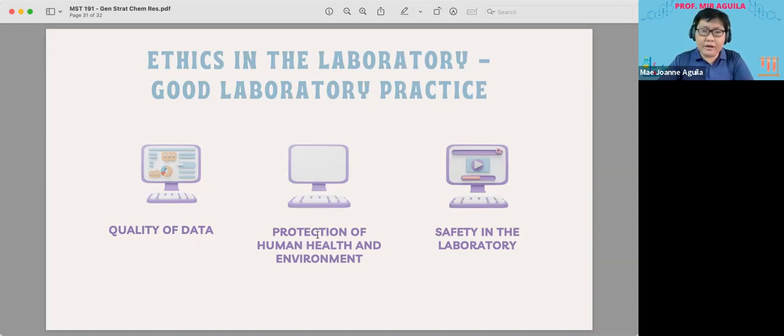So we need to think of human health and environment. Again, tell your students to not look further, just take a look at themselves. If performing the experiment might bring harm to themselves, they need to be cautious about it. They need to take some actions on how to minimize or totally eliminate the harm.